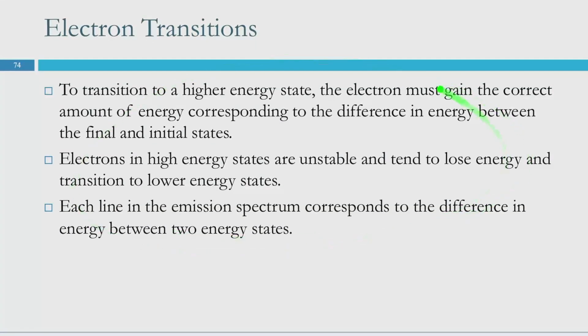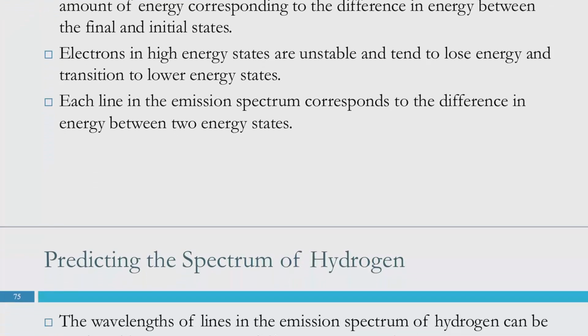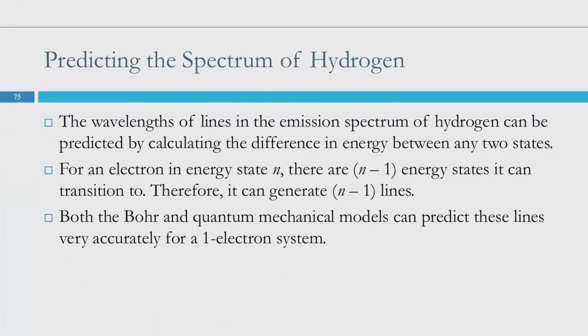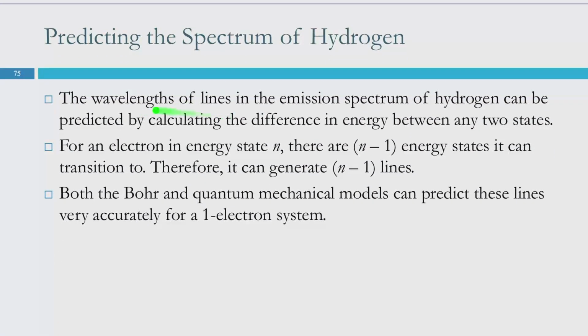This is just a summary. Again, it's the same stuff that we were saying, so I'm going to skip that. The wavelengths of the lines in the emission spectrum of hydrogen can be predicted if you calculate the difference in energy between any two states. For an electron in energy state n, there are n minus 1 energy states that it can transition to, because it's already in n, so it can't jump to the n value, whatever that is. Like if it's in 2, it can't jump to the 2 because it's already there. So it could jump to the 1, the 3, the 4, etc.